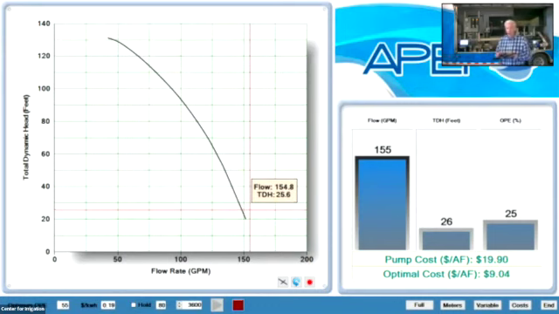Okay, we're also getting a pumping cost. Now, this is based on numbers I plugged in down below, which I'll highlight on the bottom left here. If you see my cursor right there, first it says optimum OPE, and it says 55%. Well, that's where I would hope this pump would be if it's working properly, this small submersible pump. We're at 26 right now, so we're not at a very optimal point.